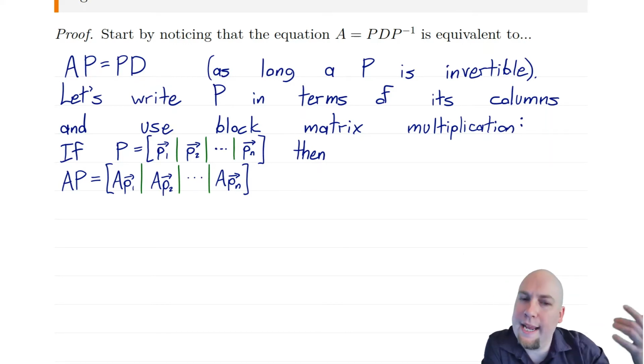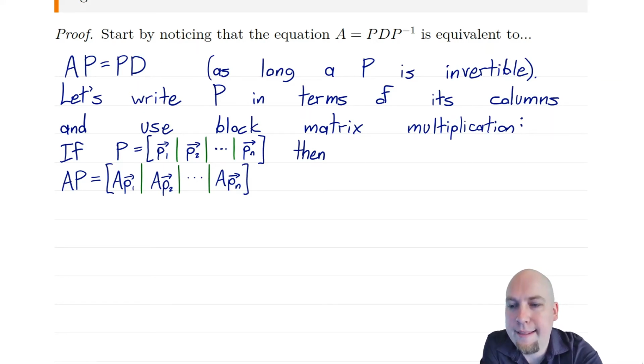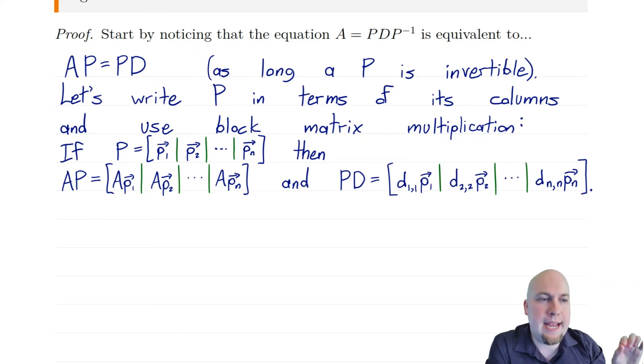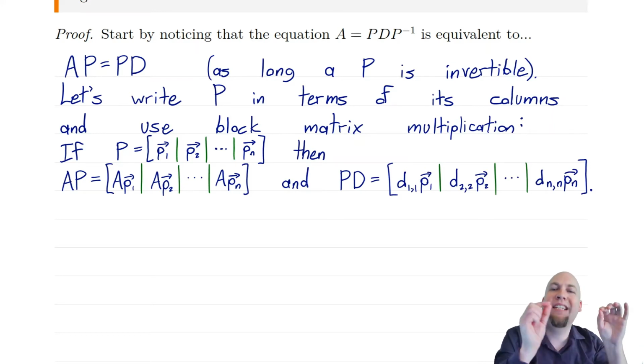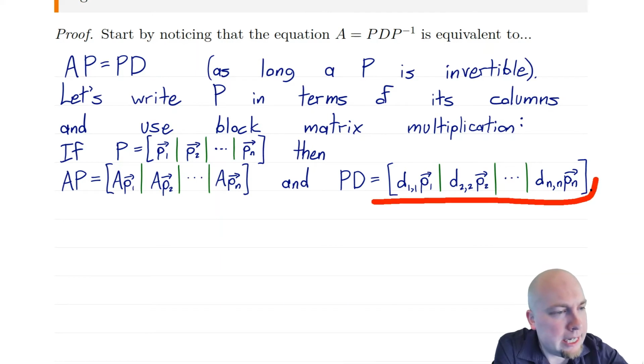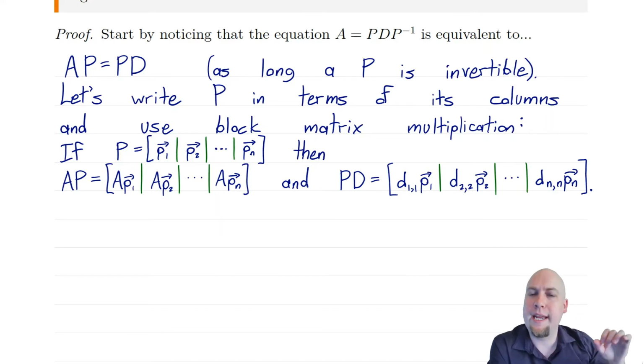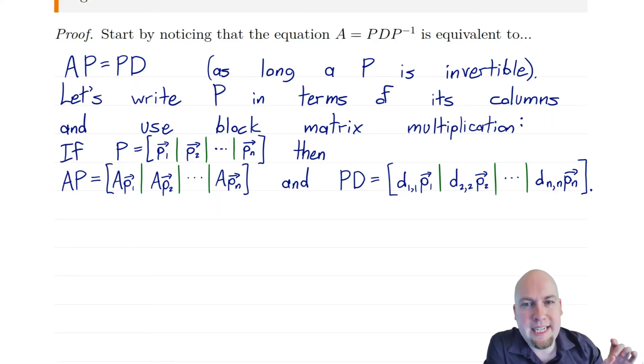And for the right-hand side, I'd like to get PD also in terms of its columns. This is only possible because D happens to be diagonal. Because D is diagonal, P times D equals this over here. Each of the diagonal entries just multiplies the corresponding column of P. So you just get D11 times P1, D22 times P2, all the way up to DNN times PN. That relies crucially on D being diagonal. It's nothing like this is true for general matrices.